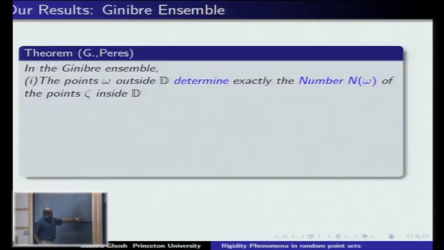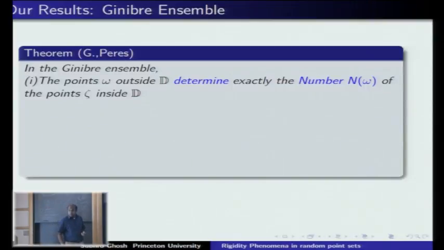We know that it lives on D^n, but maybe it actually lives on some positive codimension submanifold of D^n. In other words, maybe the outside points impose some further rigid constraints on the set of inside points.